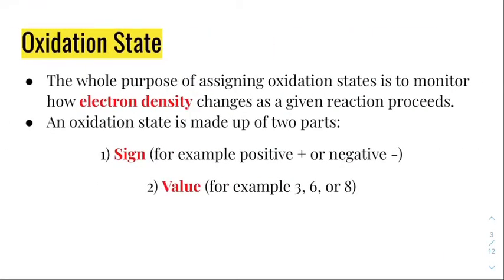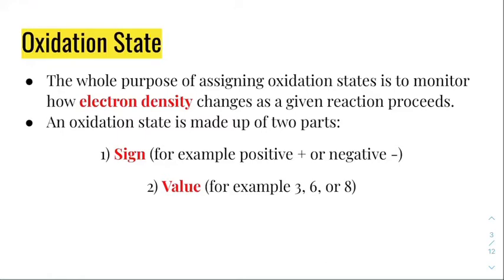The whole purpose of assigning the oxidation state is monitoring how electron density changes when the reaction proceeds. We say electron density because sometimes there's no electron transfer, but the density of the electron does change over time. And oxidation state is made out of two parts. The first is the sign, whether it is positive or negative, and the second is the value, whatever the number is.